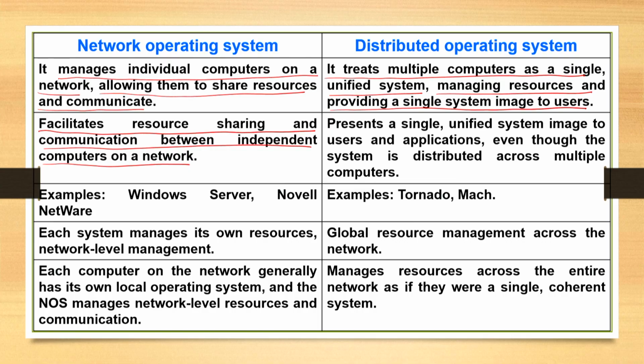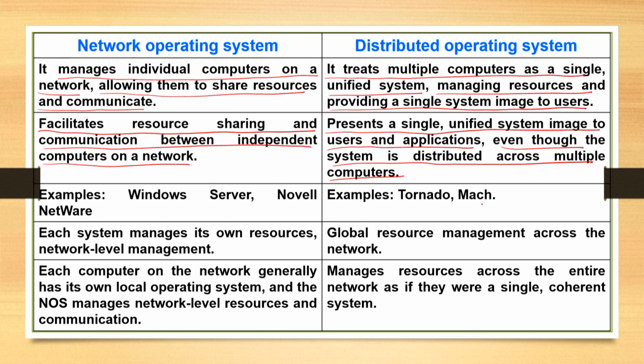In case of network operating system, it facilitates resource sharing and communication between independent computers on a network. Whereas a distributed operating system presents a single unified system image to users and applications, even though the system is distributed across multiple computers. Windows Server and Novell NetWare are examples of network operating systems.